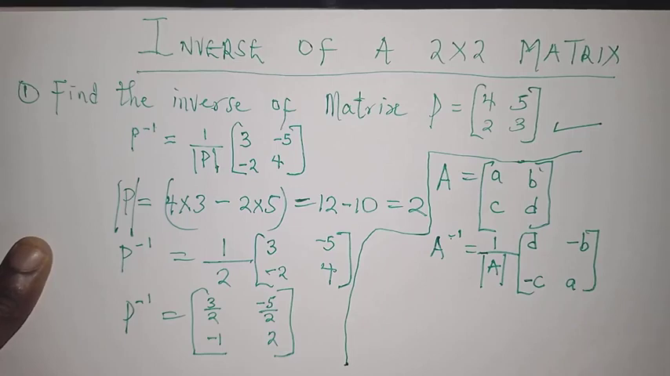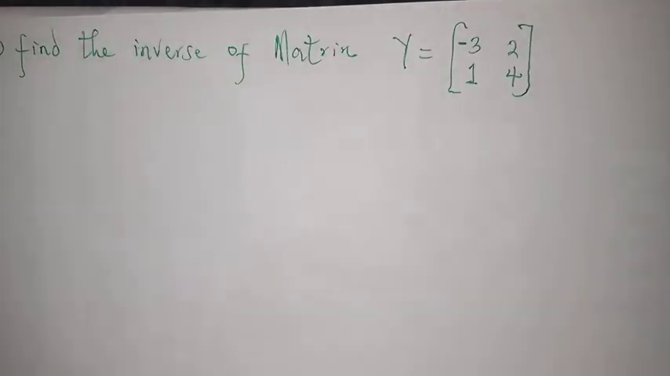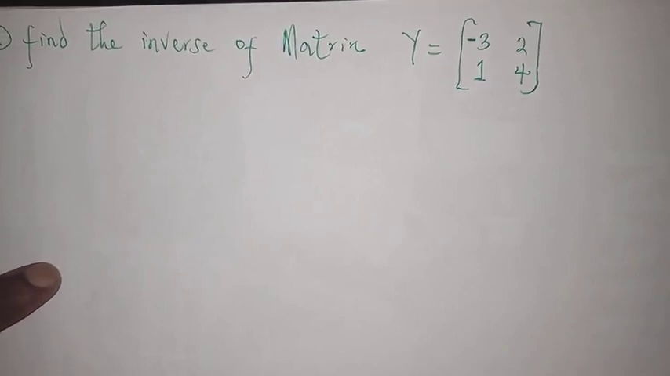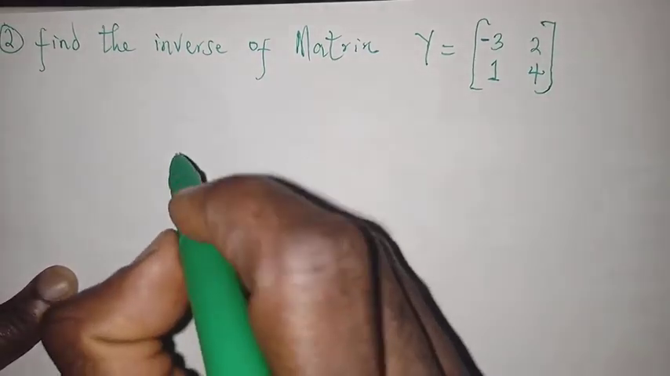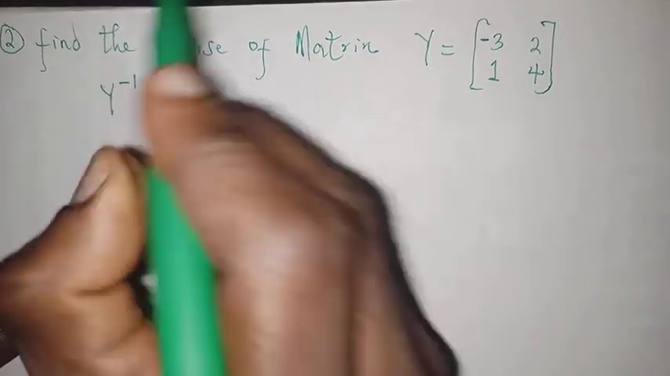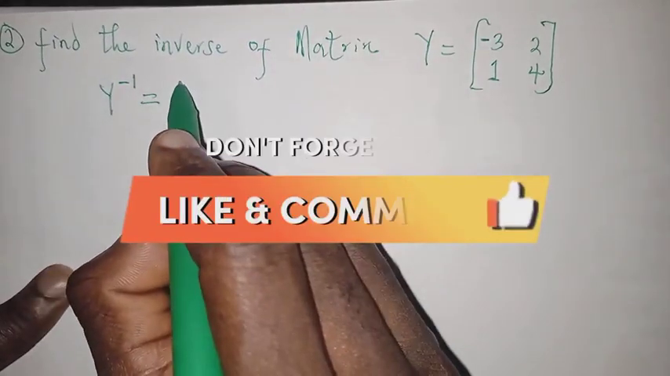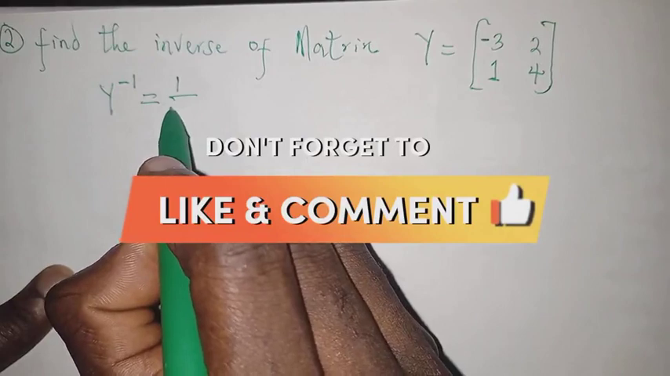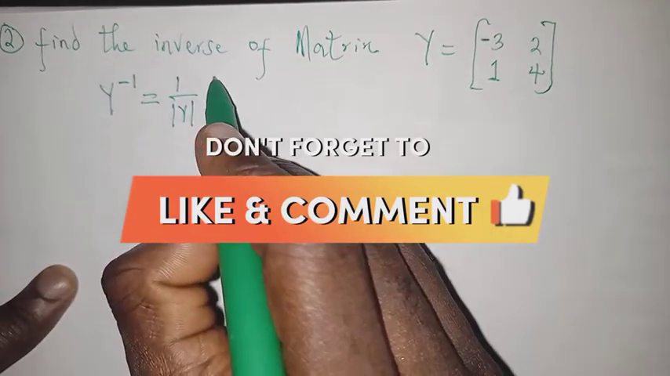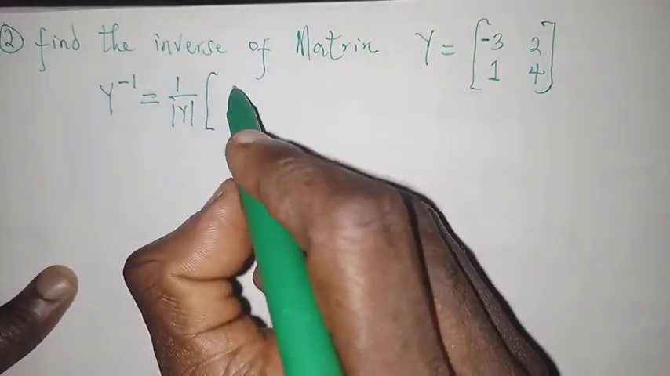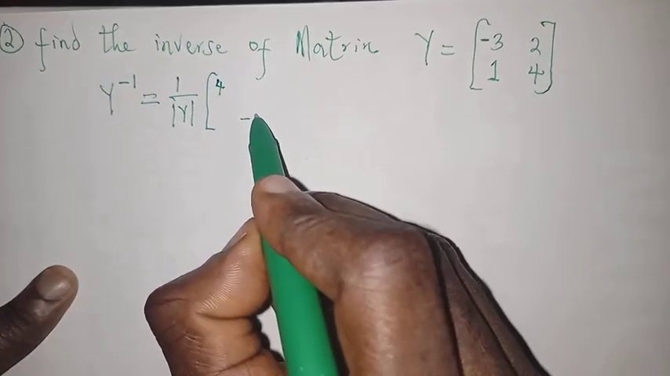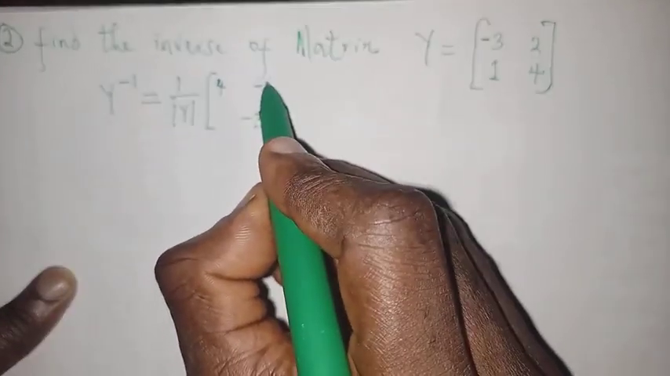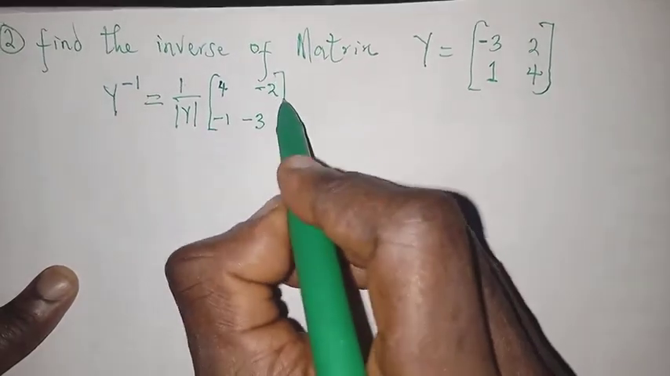Very, very simple. We have another problem before us. Let's quickly look at this other problem. The question says, find the inverse of matrix Y. To look for the inverse of matrix Y is also very simple. This is going to be, remember, 1 over the determinant of Y multiplied by the flipped arrangement. So this is going to be 4 here. This is going to be minus 3 here. Then I negate these ones here.